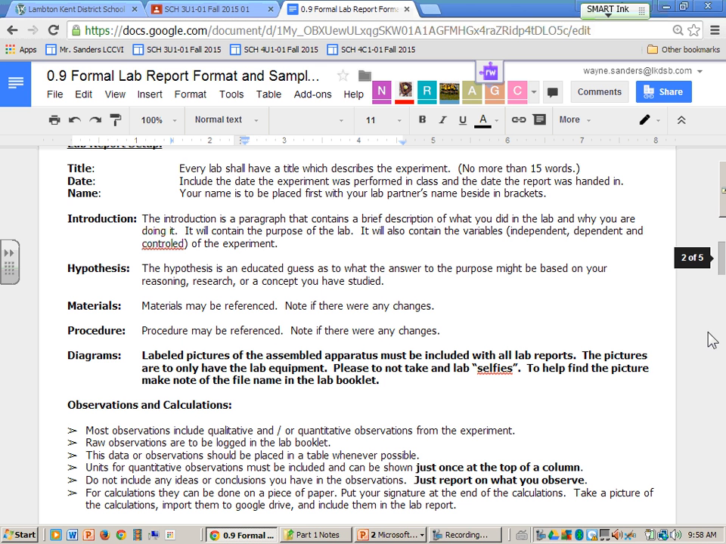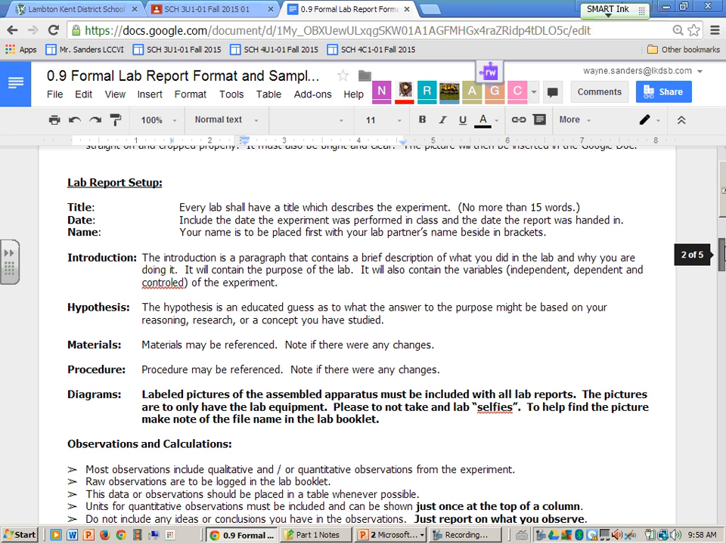Okay, so let's now talk about the report itself. So we've done a lab, we've put our observations into the lab booklet, and now you're going to get ready to sit down and write the report. Now, I've amended my reports slightly from last year, all right? And the slight change is here in the introduction. I do want a title. Take the title right off of the sheet.